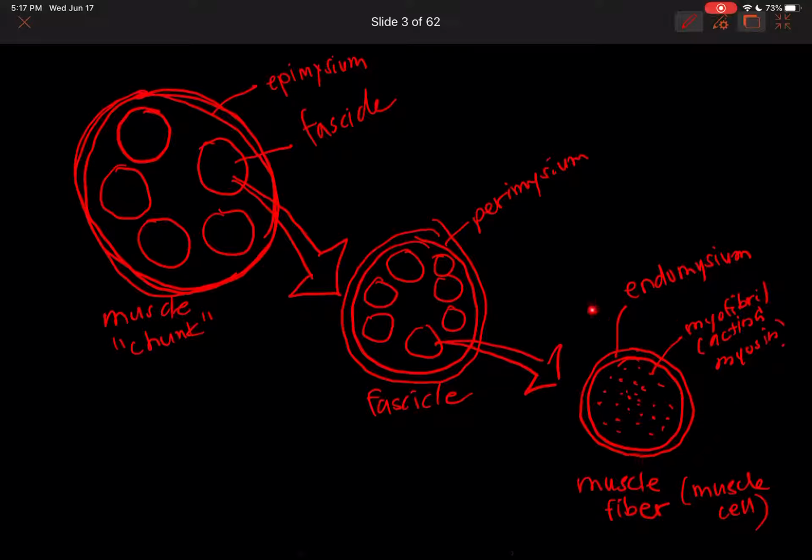For this part in the lab practical, you actually have a model that looks like this, that talks about endomysium, myofibril, actin, myosin, etc. So make sure you pay attention to the more detailed structure of the muscle fiber in a bit, okay? All right, so that's the hierarchy or organizational breakdown of a muscle chunk all the way down to a muscle fiber and the layers that surround it, and what we call those different organizational parts.